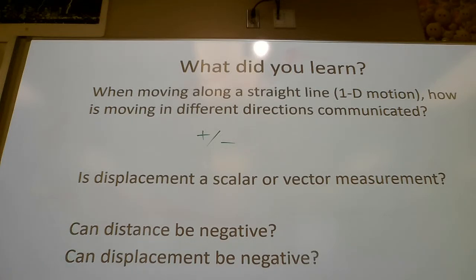Guess what we prefer in physics? Displacement or distance? Displacement. Why? Because it has more information. It tells you how far and in which direction you're going. Good with that? Okay.